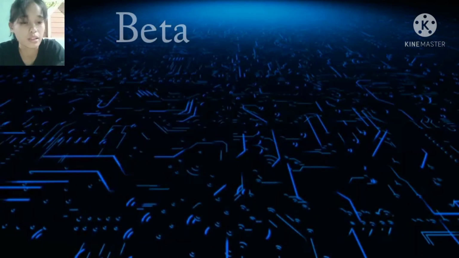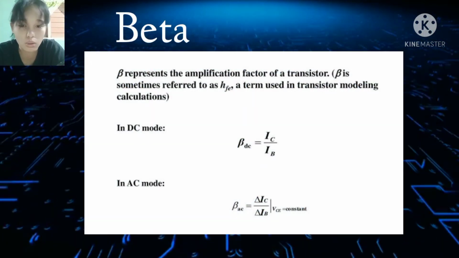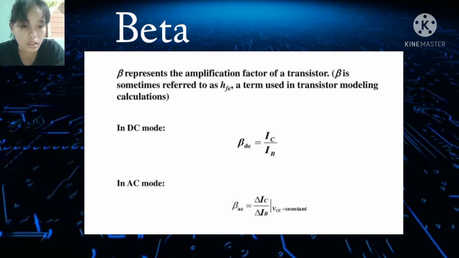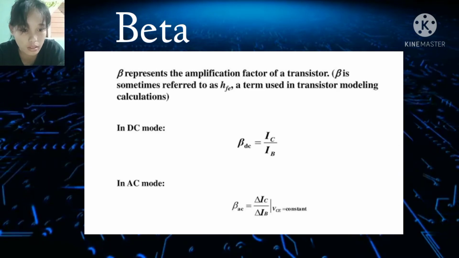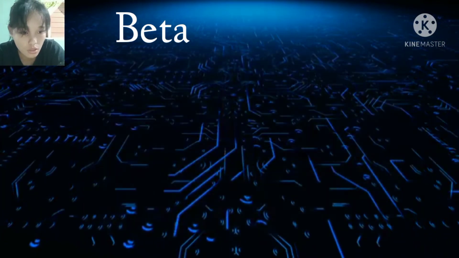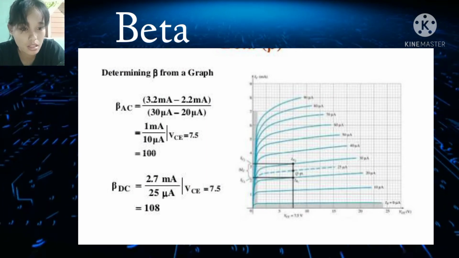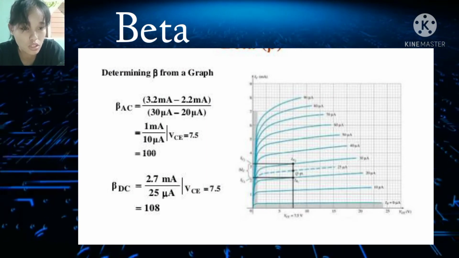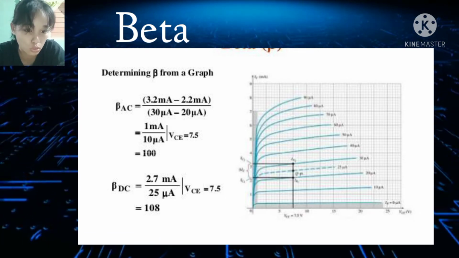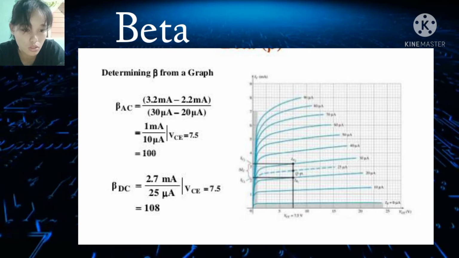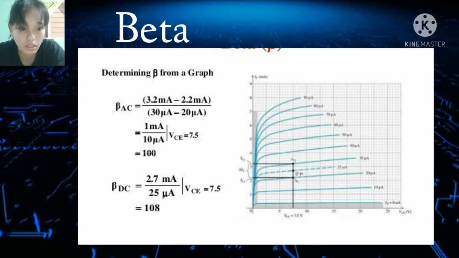Beta. Beta represents the amplification factor of a transistor. In DC mode, it is equal to collector current divided by the base current. In AC mode naman, it is equal to the change in collector current divided by the change in base current. For example, in this graph, to determine the beta in AC, we have to find its change in collector current and change in base current first. So 3.2 minus 2.2 divided by 30 minus 20, which is equal to 100. So our beta here is 100.